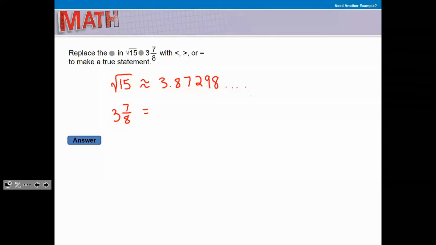All right, and then I'm going to get, this is going to be 3, and 7 divided by 8 gives me 0.875. Okay, my decimals are lined up. And now these match, so I need one more decimal place to realize that.